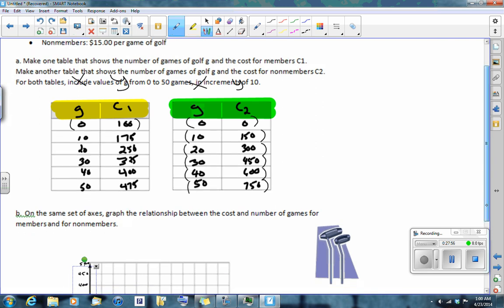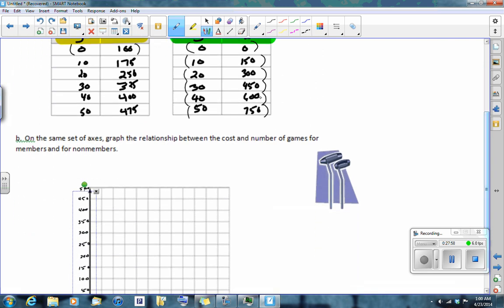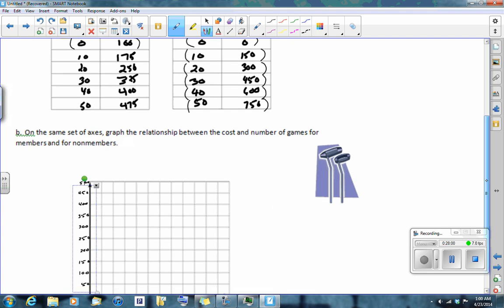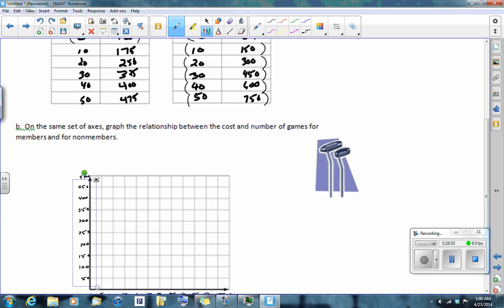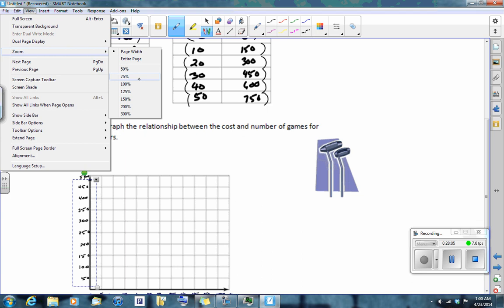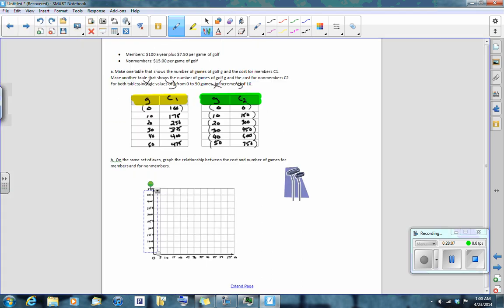If we go down to the graph here, I'll use yellow. Let me shrink this down a little bit. Okay, 0 and 100. 0 over, 100 up is right there. Oh, we can't see it. It's right there. And then 10, 175.